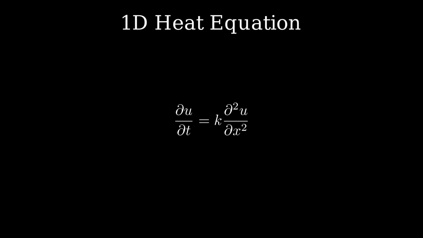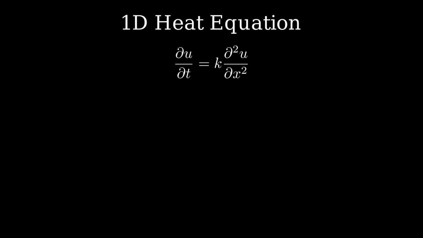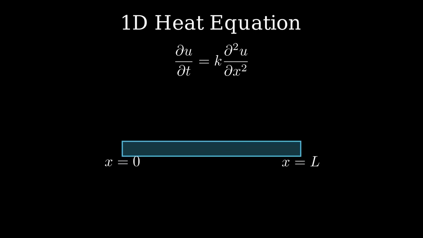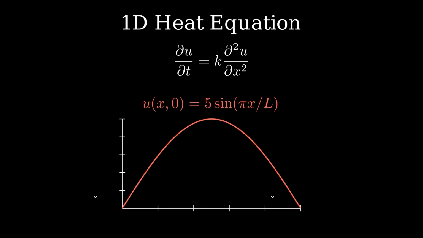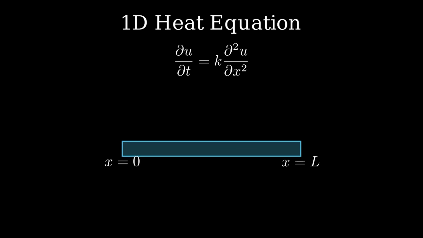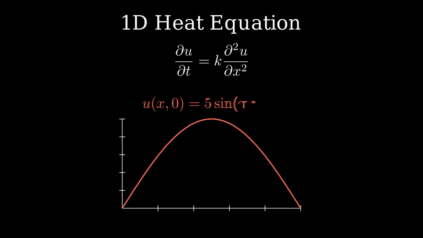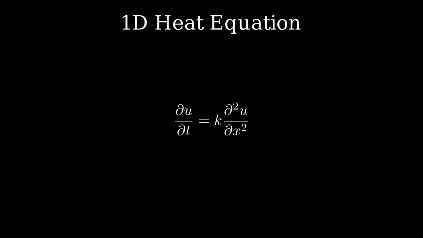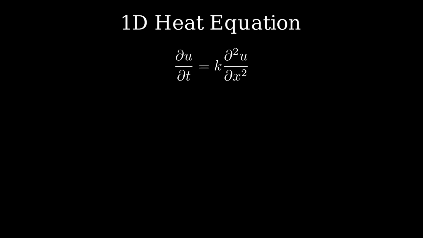Hello everyone. Today we are solving the one-dimensional heat equation for a rod of length L. This is a fundamental problem in heat transfer and engineering mathematics. We have a metal rod with both ends kept at zero temperature. Initially, the rod has a temperature distribution given by 5 times sine of pi x over L. We want to find how this temperature evolves over time.